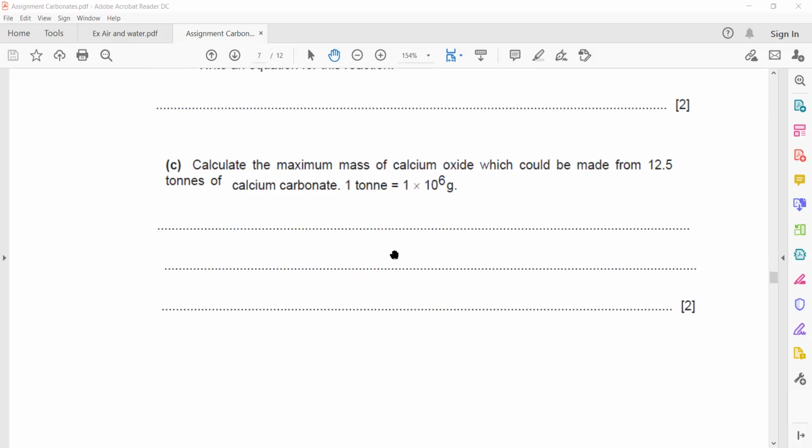Then calculate the maximum mass of calcium oxide which could be made from 12 tons of calcium carbonate. This part is related to stoichiometry, the moles. So we will not discuss it right now, that's why I'm not discussing it.